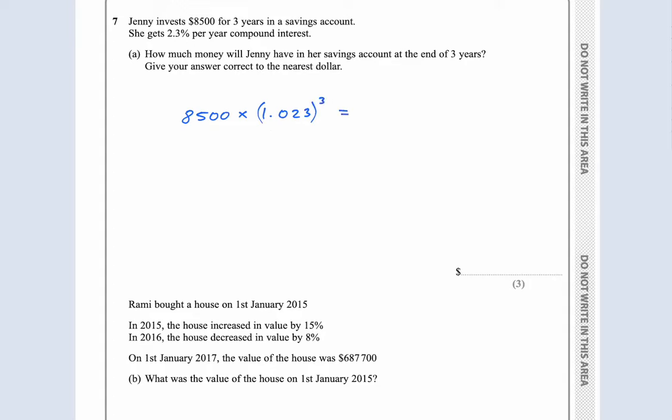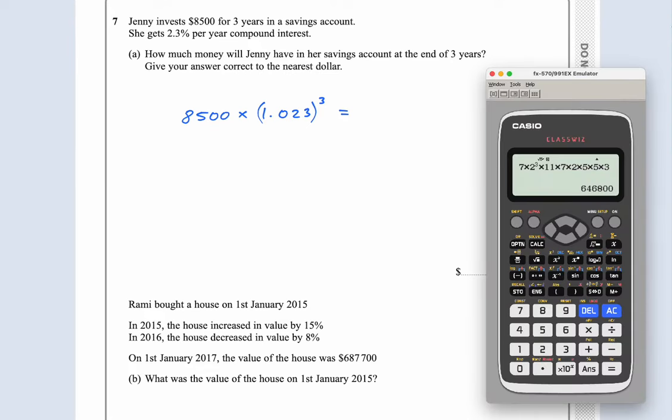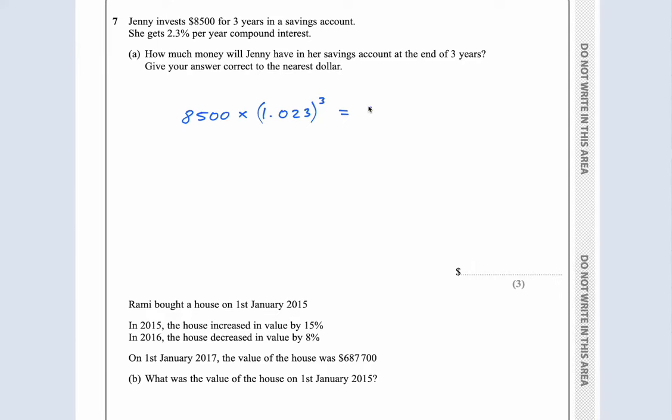And this gives me, as I said, guys, once you know how to do that, it's easy. 1.023 to the power of 3, 9,100.09. But it says nearest dollar. So here I'm going to put 9,100. Okay, next one.